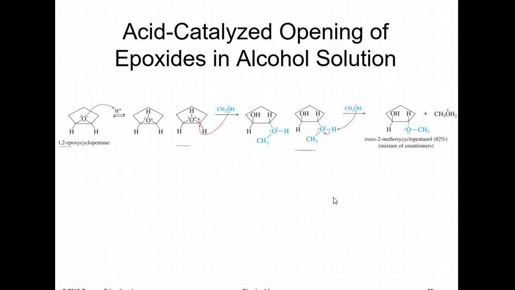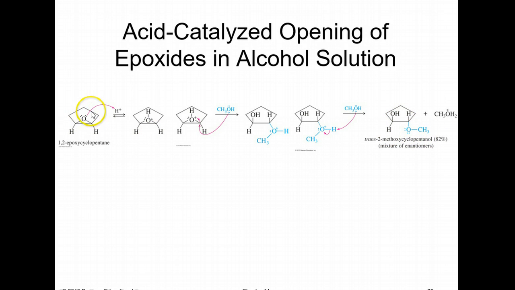Now, what would happen if you did the same thing, but rather than in water, you were in alcohol? Well, the mechanism's identical. Instead of getting a trans diol, you would actually form a hydroxy ether. Hydroxy ether because you have a hydroxy group and an ether, a methoxycyclopentanol. So you have both an alcohol and an ether type of group.